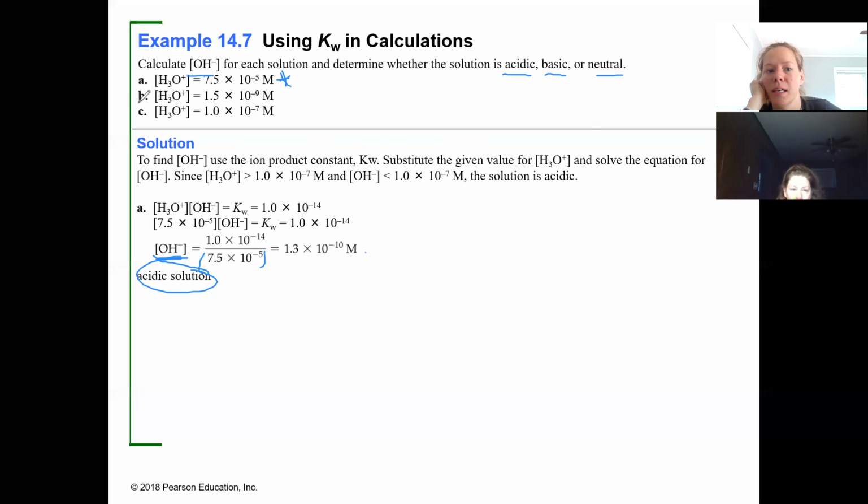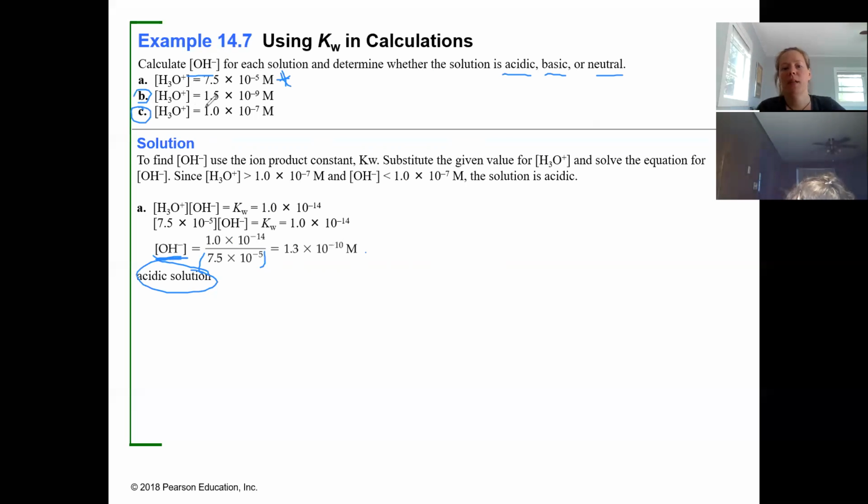I want you to do B and I want you to do C. Okay, so I want you to figure out the OH concentration if your H3O plus is 1.5 times 10 to the negative 9th. I want you to tell me if it's acidic, basic, or neutral. And then I want you to do the same thing for 1.0 times 10 to the negative 7th. You'll use the same equation.